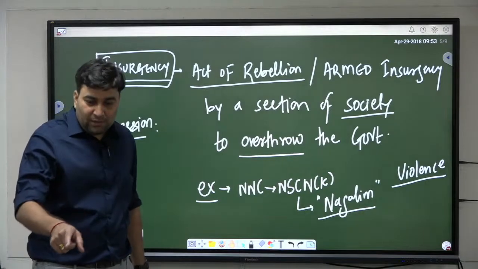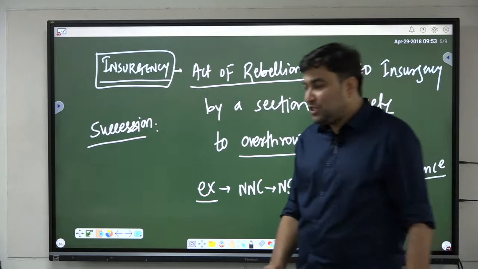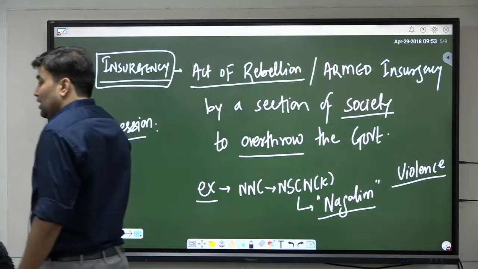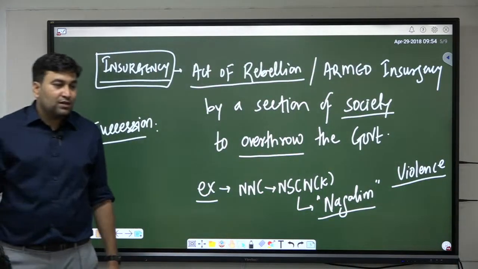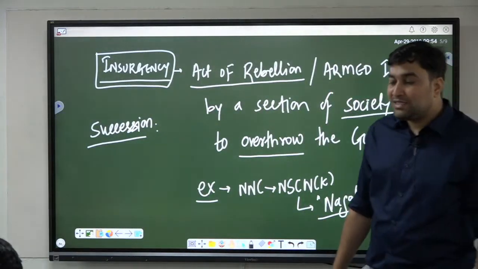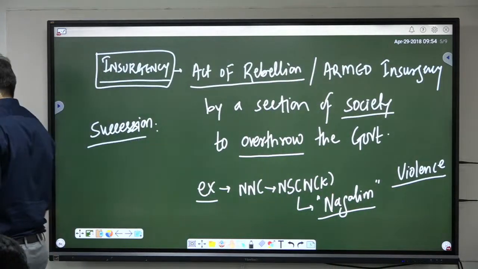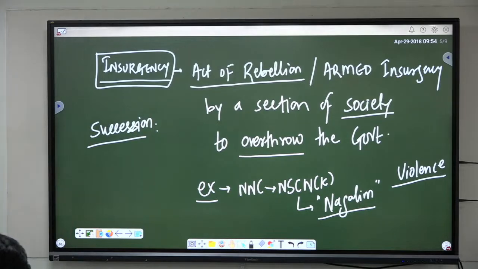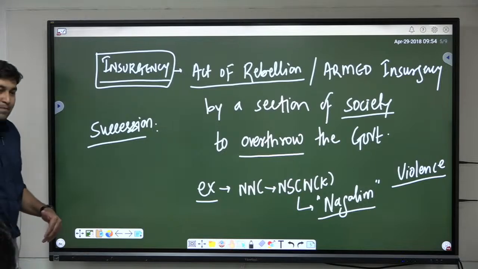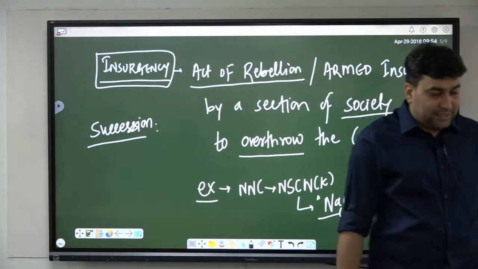Certain, what did I say? Certain Naga insurgent groups want to establish a separate sovereign state of Nagaland. Okay. Certain points you write. Next point you write. Insurgency in Northeast India.